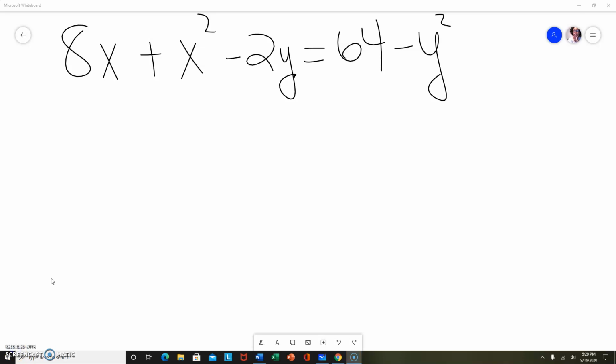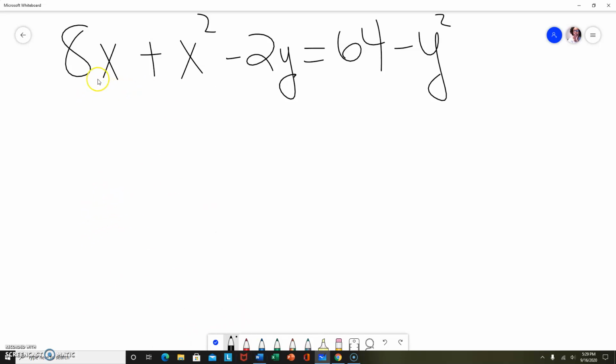Okay, so now we are going to look at converting the general form of a circle back to the standard form of a circle. Why are we converting them? Well, because the standard form provides us with way more valuable information than the general form does. So let's take a look.